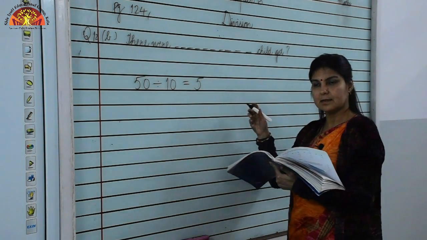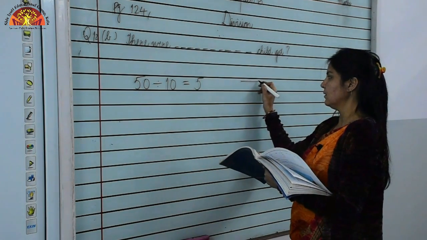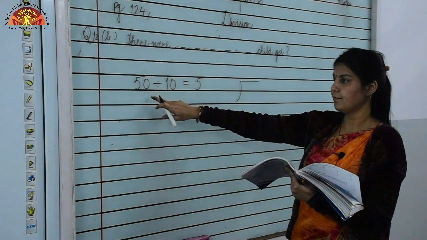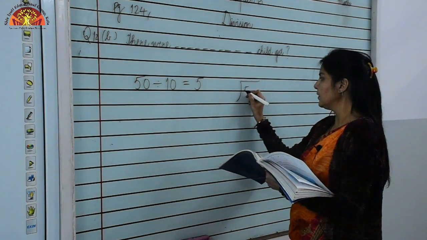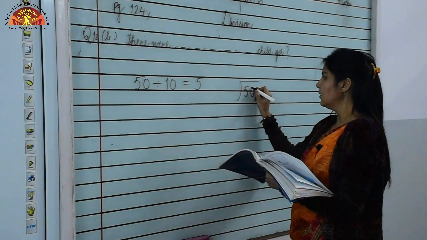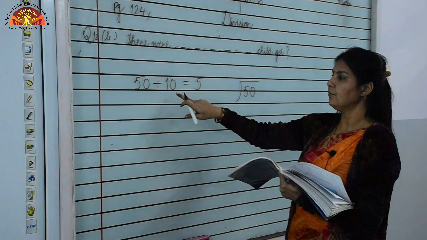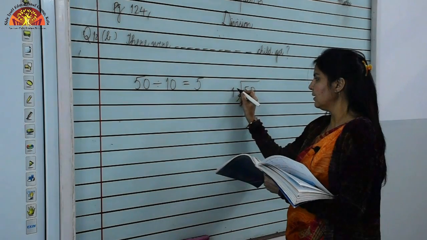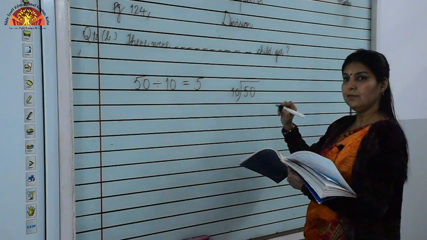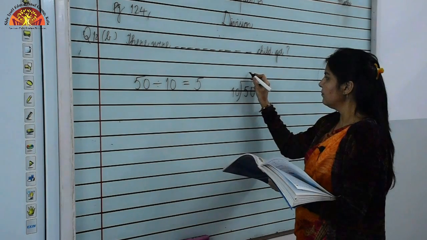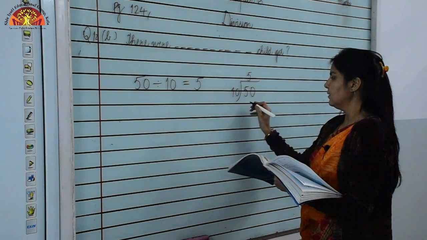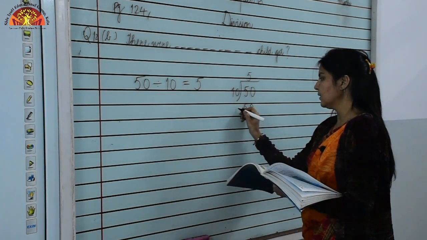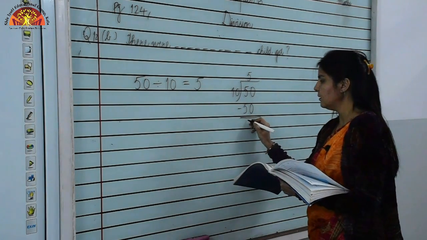Now we will see this same sum in the long method. Which number are we dividing here? Which is the dividend here? This 50 is the dividend. So we will write the dividend here. And by which number are we dividing? We are dividing by 10. So this is the divisor. We will write the divisor here. Now 10 5s are 50. So the quotient we will write here. We will subtract 50 from 50, it will be 0.